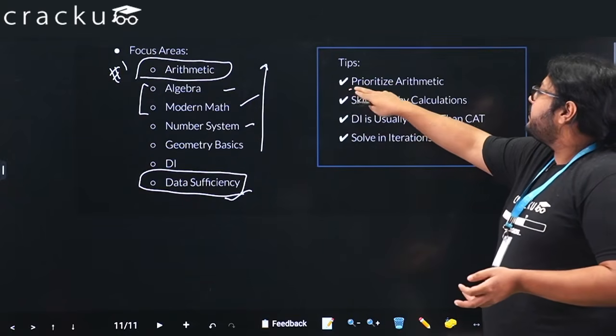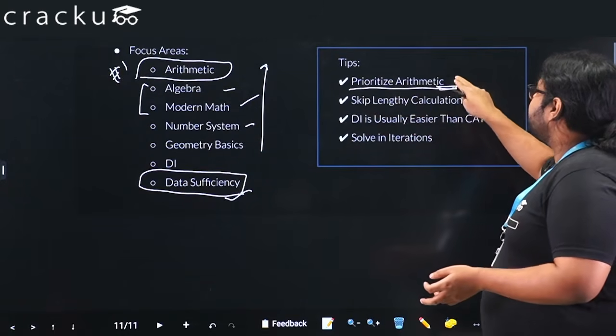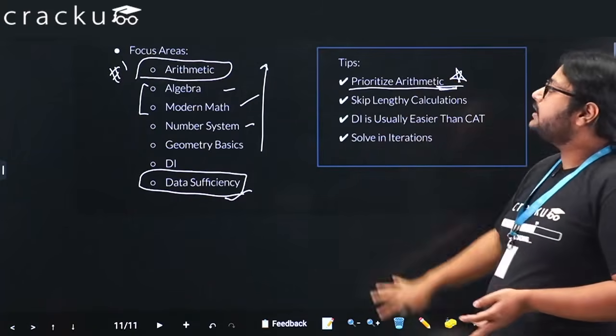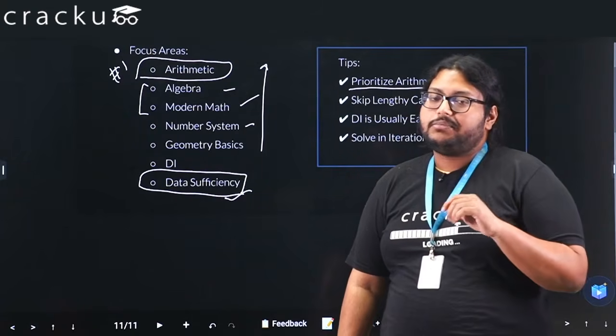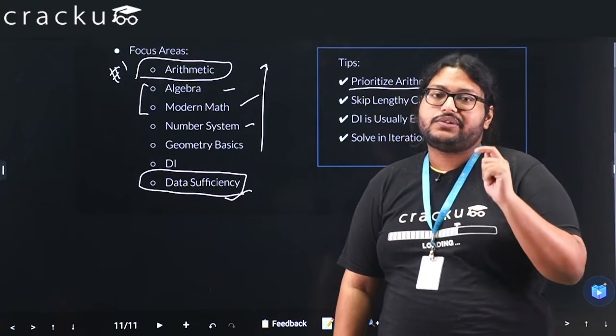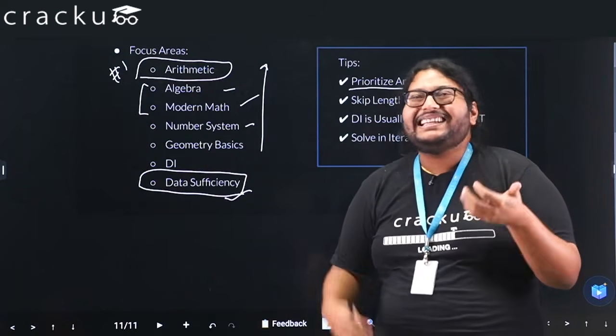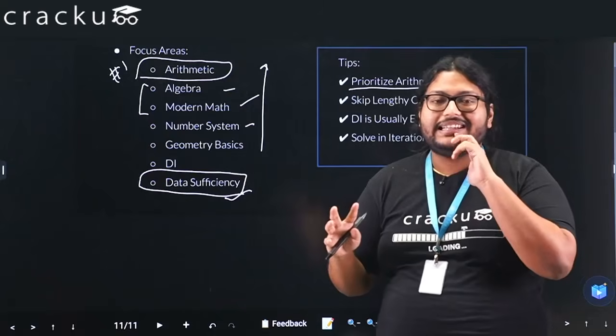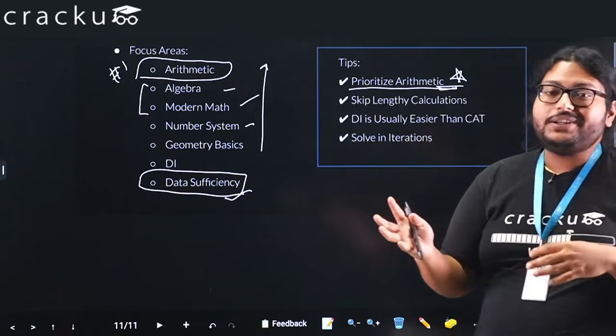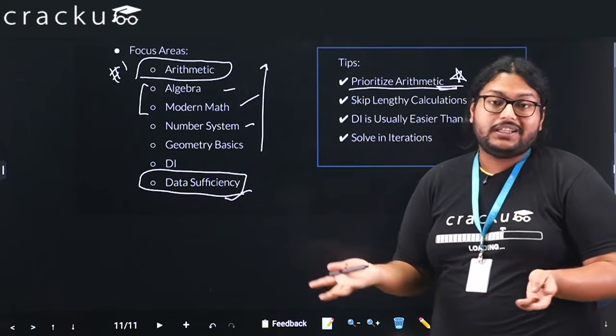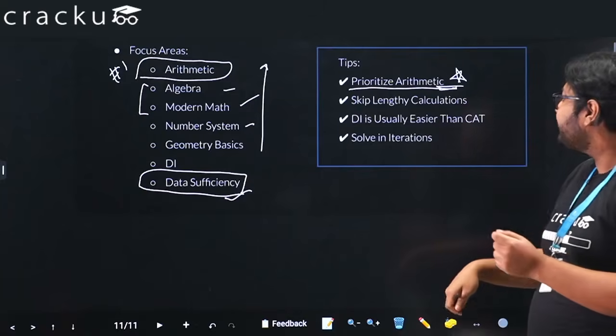For the tips, we should be prioritizing arithmetic. That is extremely important because in arithmetic the most questions are coming, and arithmetic is not very taxing also. Taxing in the sense that you don't need to put a lot of effort to understand. Like in interest, what else is there to understand, right? So it's not very difficult to understand, but it is rewarding in terms of the number of questions and everything.